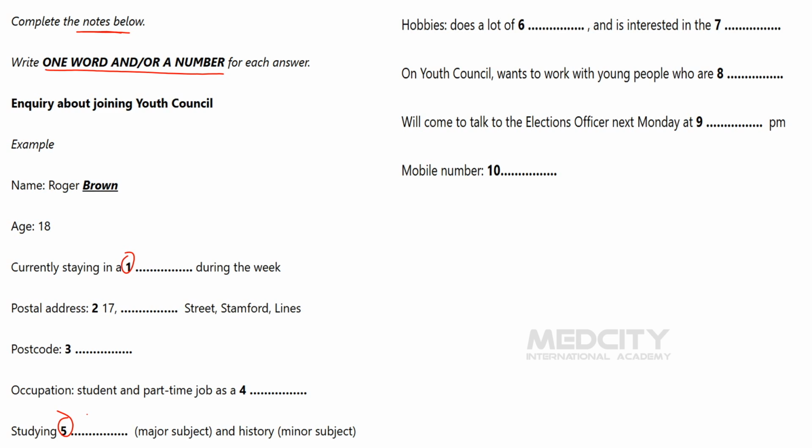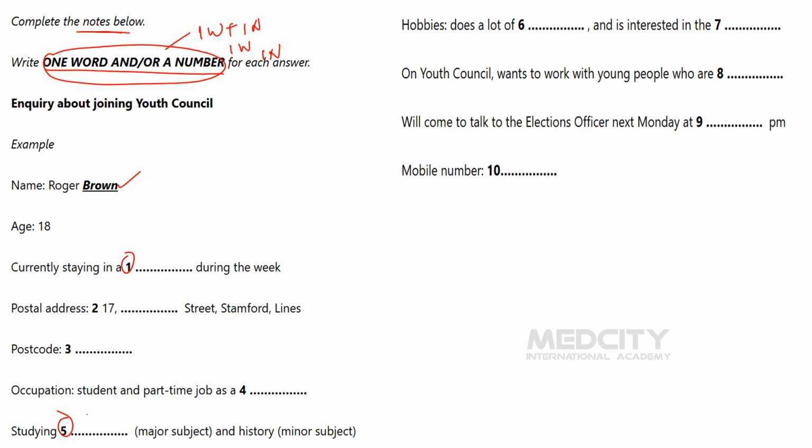All the answers should be either one word and a number, or one word, or a number. So the possible combinations that you can have for the answers are one word plus one number, or just one word alone, or one number alone. These are the only three possible combinations that can happen for the answers 1 to 5, or rather 1 to 10. Now the first one is given as an example.